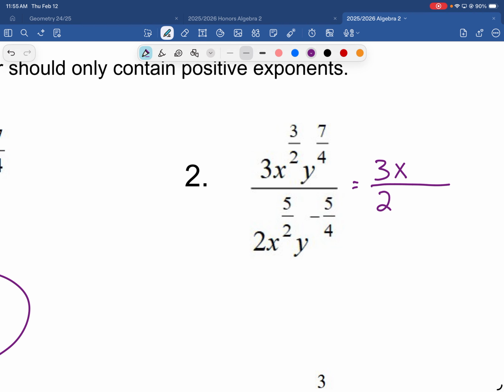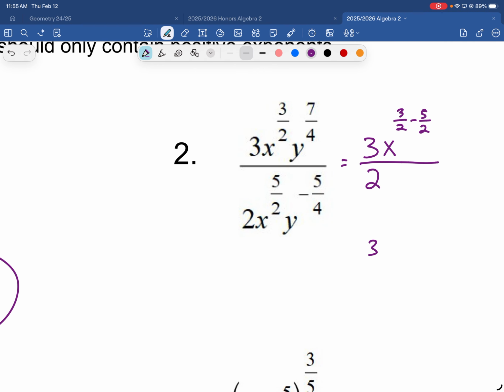So I'm going to put the x on the top. It's just easier sometimes to do it on the top. So what am I going to do with the 3 halves and the 5 halves? Add them or subtract them? Subtract them. So that's 3 halves minus 5 halves. We'll put that down here. So that's 3x. 3 halves minus 5 halves is negative 2 over 2, which is just negative 1, right?